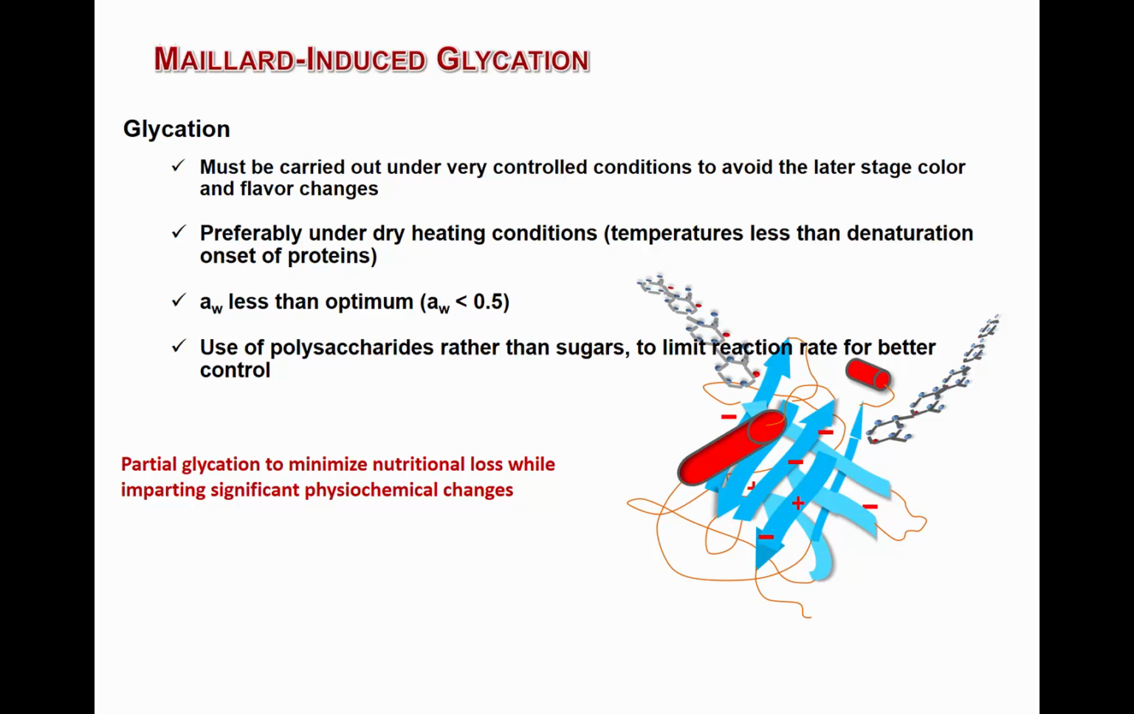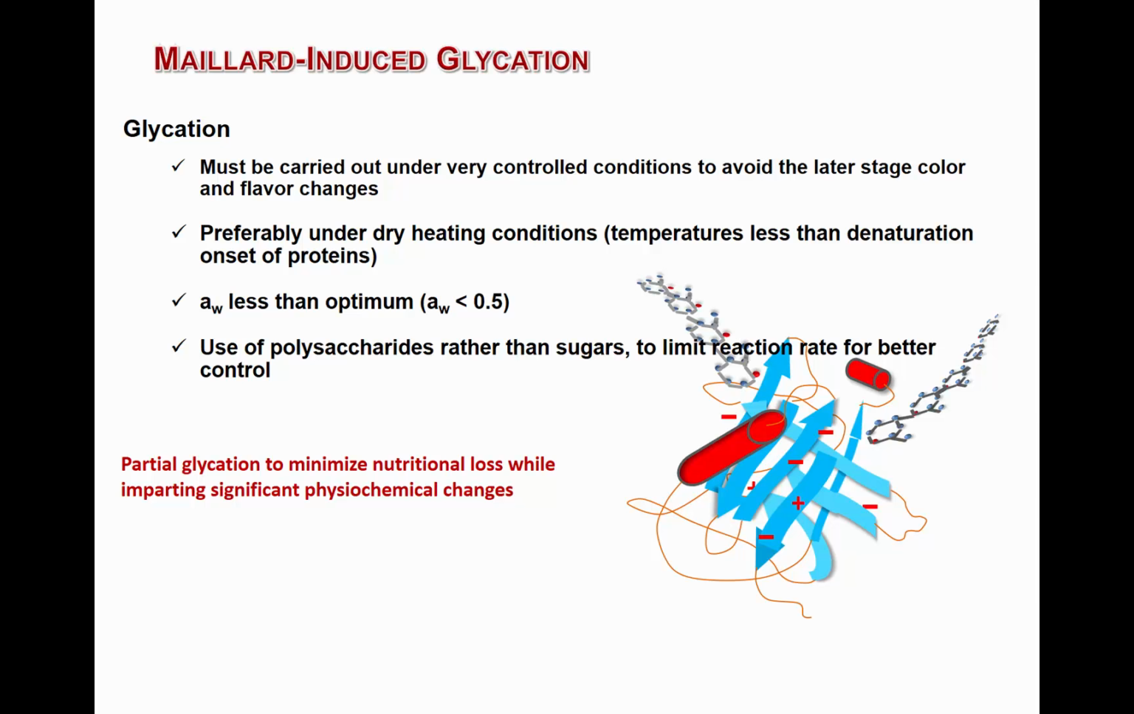So how do we do that without getting to advanced stages? How do we glycate the protein without getting it to advanced stages? In order to do that, there are certain conditions you need to control. You want to promote the reaction, but you don't want the rate of the reaction to be fast. So you want glycation to occur, but the rate of the Maillard reaction needs to be very slow, so you are in control and you can stop it at the initial stage.